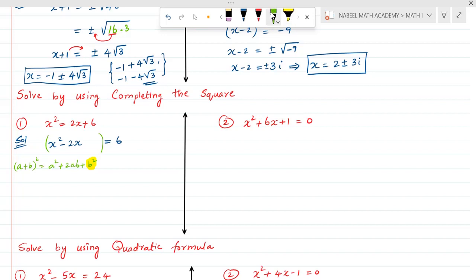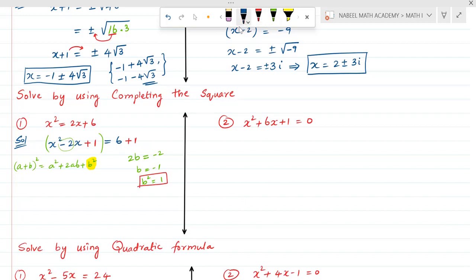The rule is very simple. I will write 2b is equal to the coefficient. What is the coefficient of x? Always the coefficient of x. So b is equal to minus 1. When you square it, you will get plus 1, since minus 1 squared becomes plus 1. So that one I have to add to both sides to balance the equation. This is plus 1 and this is plus 1. So we have to add this b square term on both sides of the equation.